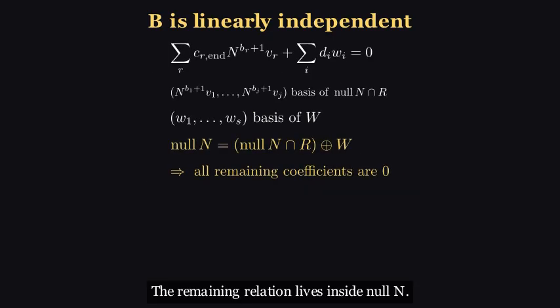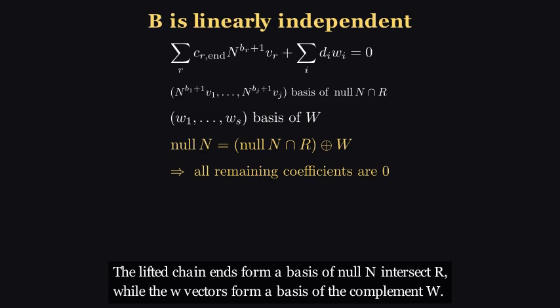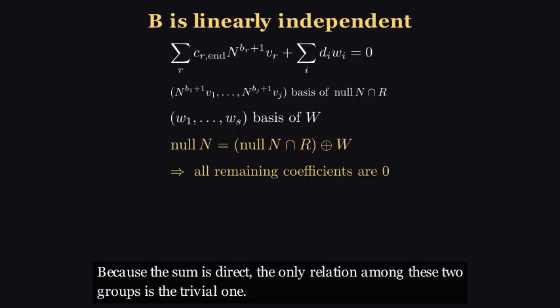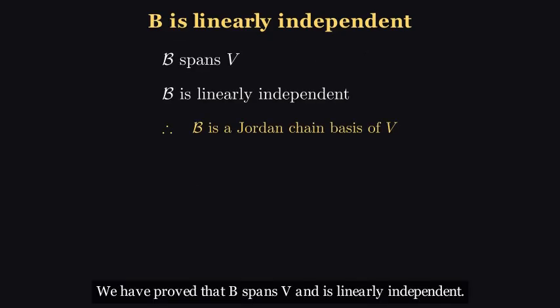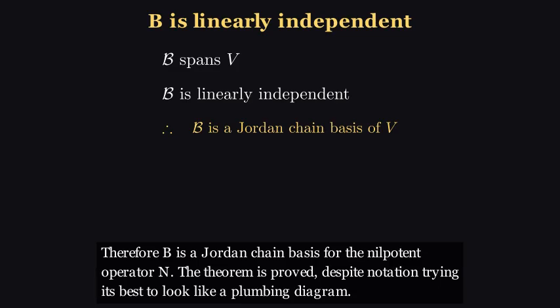The remaining relation lives inside null N. The lifted chain ends form a basis of null N intersect R, while the W vectors form a basis of the complement W. Because the sum is direct, the only relation among these two groups is the trivial one. Thus every coefficient is 0. So B is linearly independent. We have proved that B spans V and is linearly independent. Therefore B is a Jordan chain basis for the nilpotent operator N. The theorem is proved, despite notation trying its best to look like a plumbing diagram.